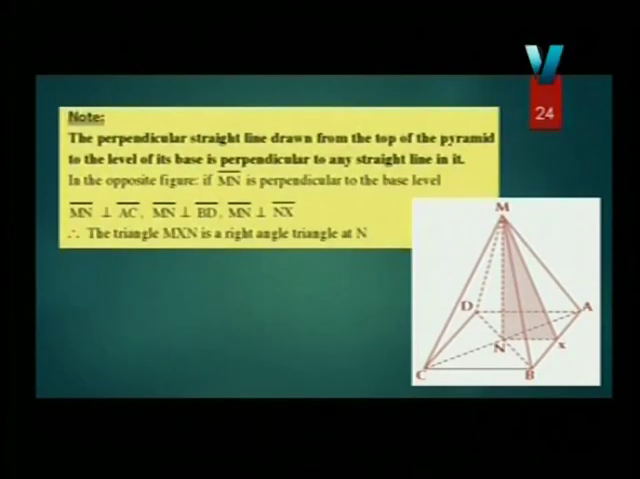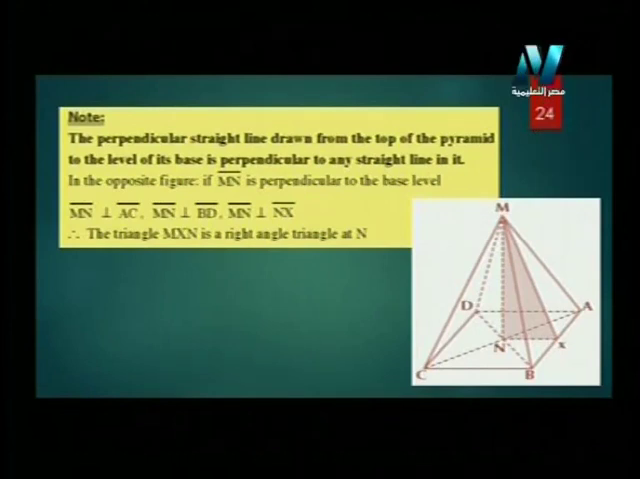Note, the perpendicular straight line drawn from the top of the pyramid to the level of its base is perpendicular to any straight line in it. That means if MN is perpendicular to the plane ABCD, then it will be perpendicular to any line on this plane, such as NX, NB, NC, ND, and NA. So we can say that MN is perpendicular to each side in the quadrilateral ABCD.